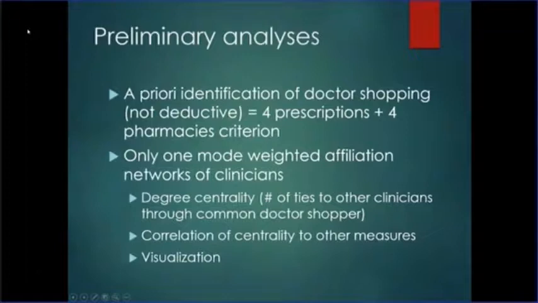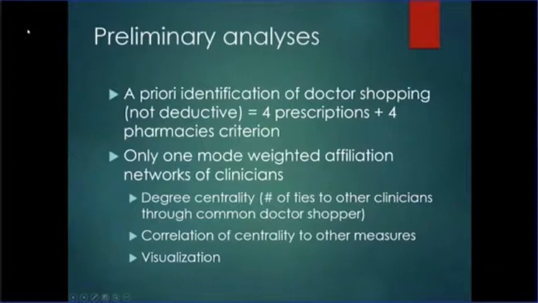And so what we wanted to do for the grant application was a preliminary analysis where we use a priori identification of doctor shopping. The ultimate goal is to use these SNA measures deductively, right, and to find sort of more nuanced measures that aren't binary. But for this, we just wanted to identify whether there was clustering and how much clustering there was.